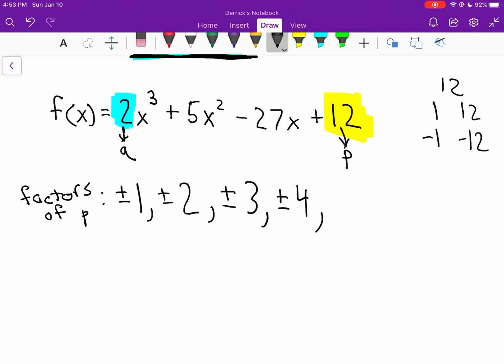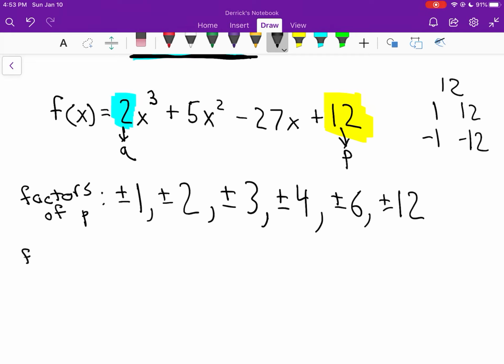Does 12 divide by 6 evenly? Yes, it does. 12 does not divide by 7, 8, 9, 10, or 11, but it does divide by itself evenly, so we'll finish out our list with 12. Right, and notice how we've written out the pairs. 1 and 12 are pairs, 2 and 6 are pairs, 3 and 4 are pairs. They each pair up to multiply back to 12.